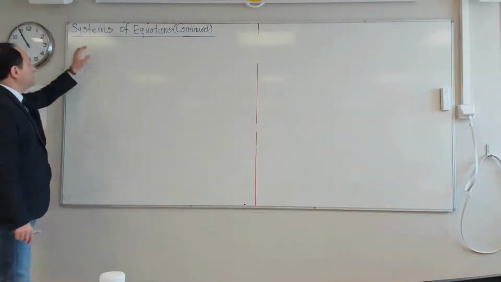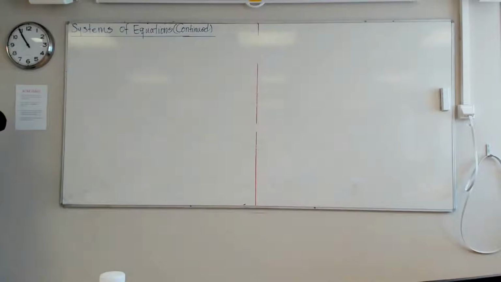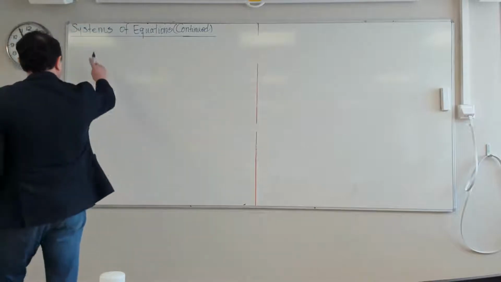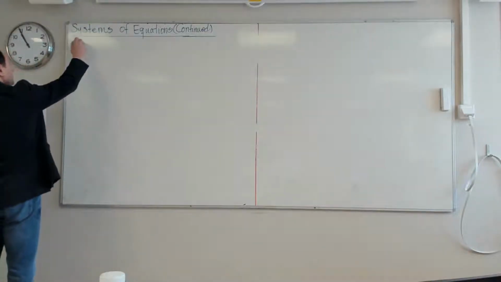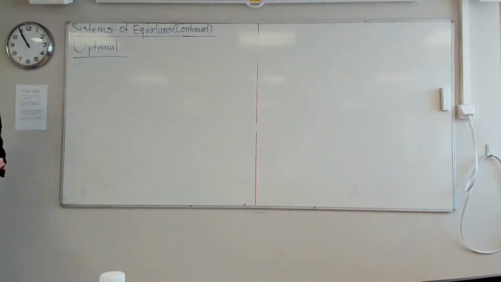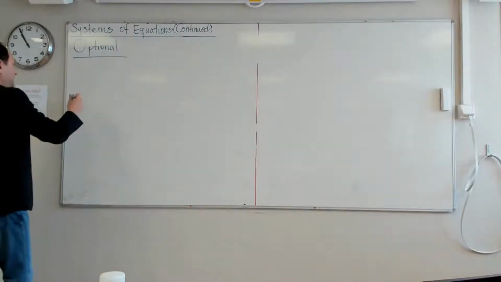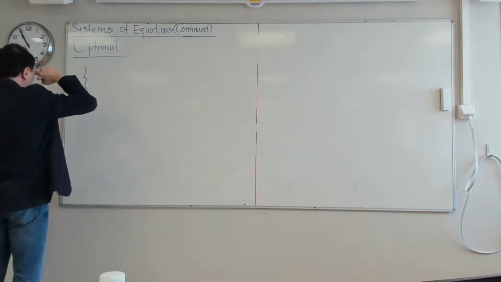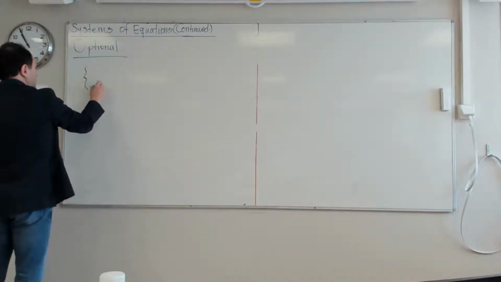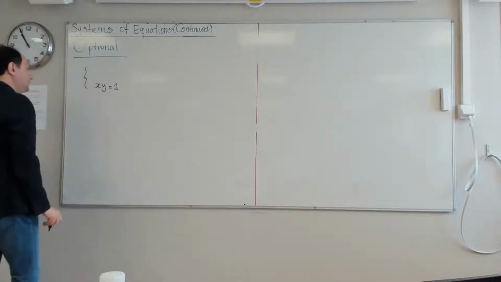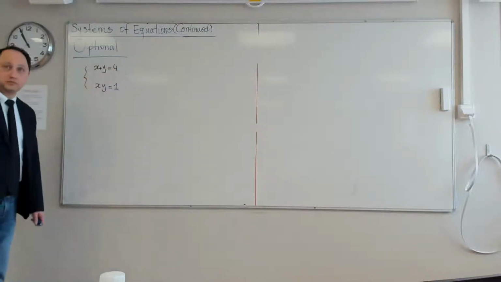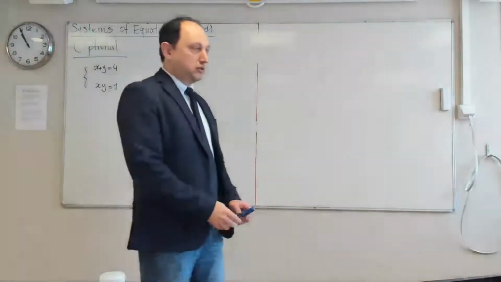So systems of equations. Now let me give you a system, and I want to wait for you to solve it. This I would mark optional, okay? Let me start with a simple one, but I want to write something that you cannot immediately guess, because guessing... Okay, so let me write this equation. X times y is equal to 1. Let me start with a very simple one. X plus y is equal to 4.